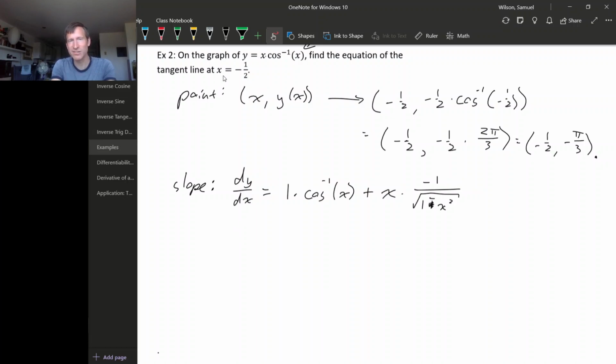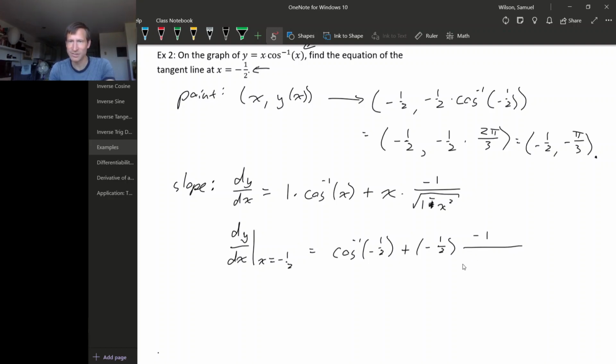Of course, this is the derivative function. Since we want the slope of the tangent line at a particular x value, we have to plug that x value into this function. So we need to evaluate this function at minus a half. We get inverse cosine of minus a half plus minus a half times minus 1 over the square root of 1 minus minus a half squared, which is minus a quarter. Okay, and then we should simplify this.